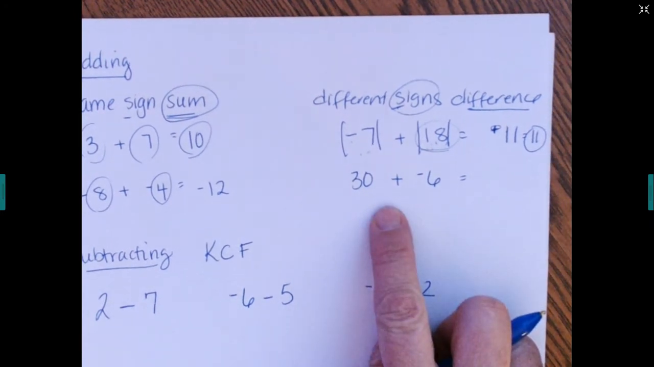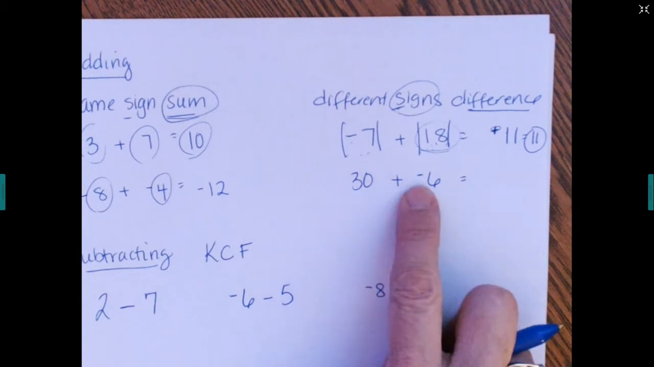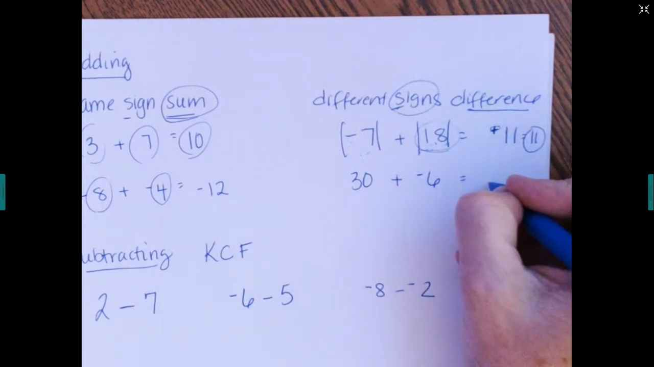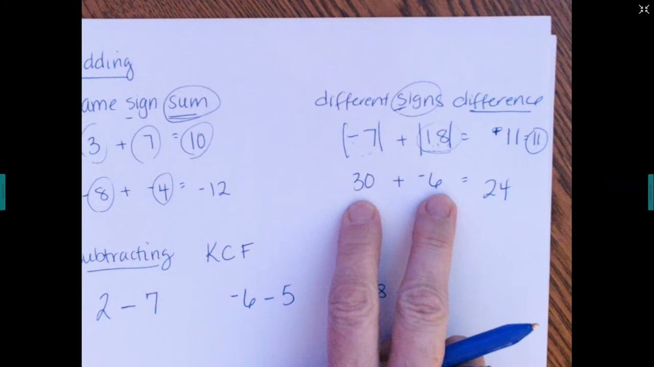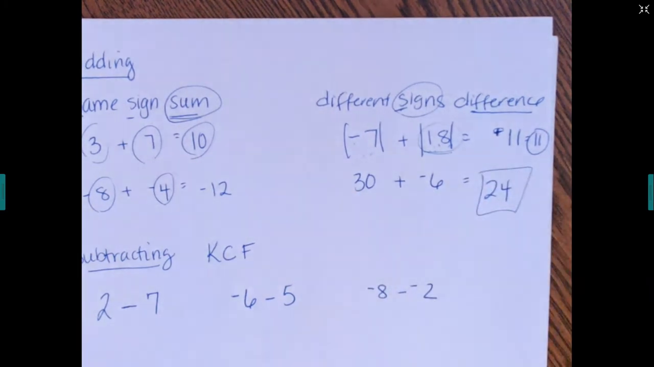This one we have 30 plus -6. Different signs. I have a negative number and a positive number. So if I put those together, I'm going to subtract them, and I get 24. Which one is bigger, the 30 or the 6? Which one's further away from 0? The 30, so it's a +24.